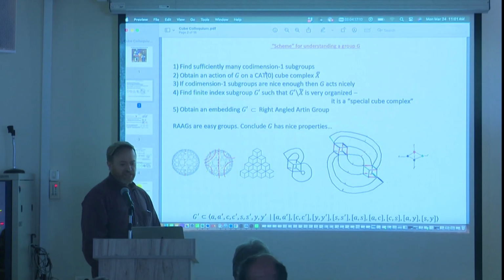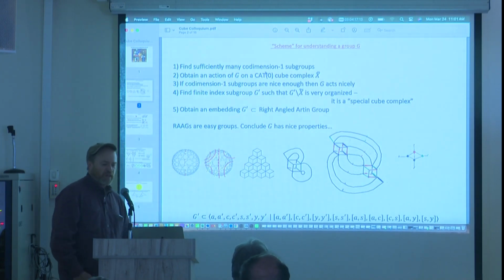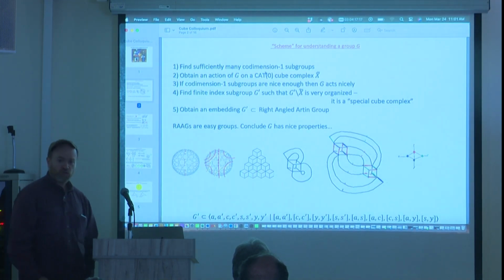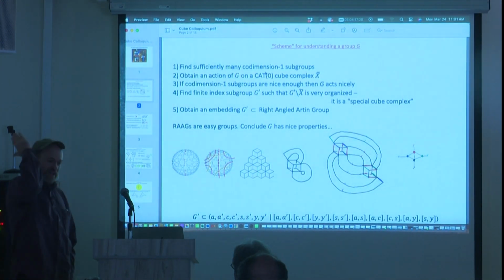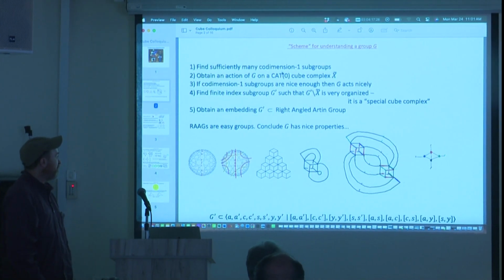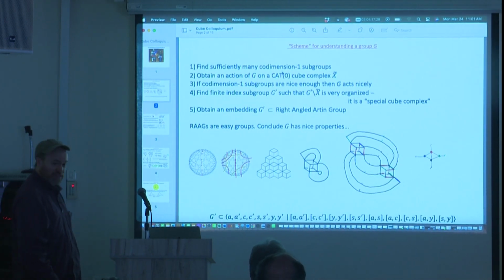So the plan is firstly to find a bunch of codimension 1 subgroups. Those are subgroups that cut the group in half. Okay, the codimension 1 subgroups, and then you obtain an action of G on a CAT(0) cube complex. Okay, it's a very Haifa topic, in fact. And then if the codimension 1 subgroups are nice enough, then the group will act nicely.